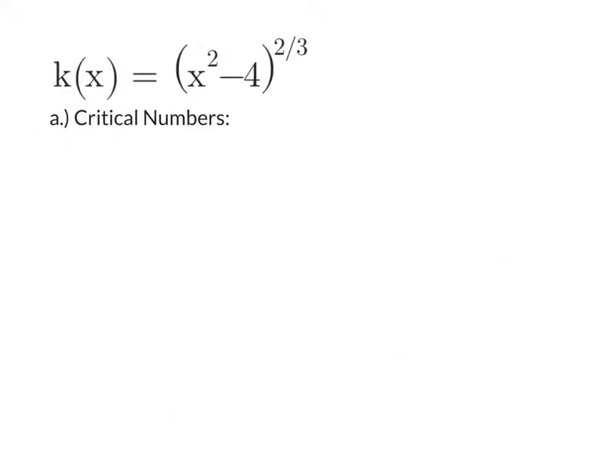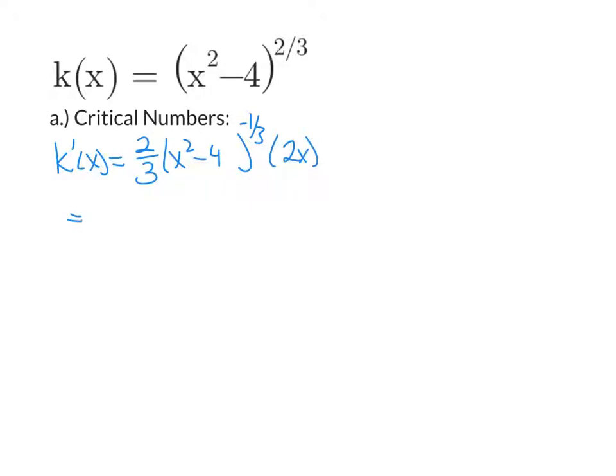Let's try one last example. K of x is equal to x squared minus 4 to the 2/3 power. And the first thing we want to do is to find the derivative. So the derivative of k, we're going to have to use chain rule. It would be 2/3 times this to the negative 1/3 power, and then times the derivative of what's on the inside, so that's 2x.